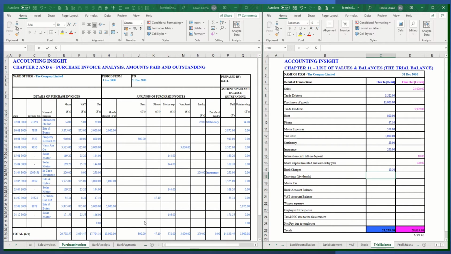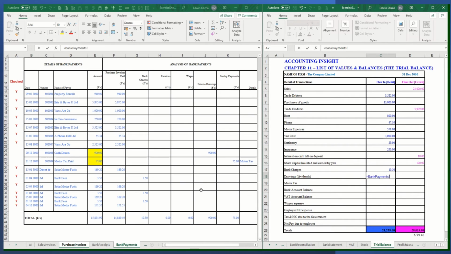And the next will be drawing. So this is the amount that the owner has taken out, i.e. yourself. We'll call them dividends. And again, they'll be in the bank payments. If we go into bank payments, you'll see it there, £900.